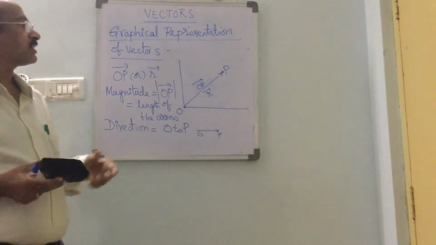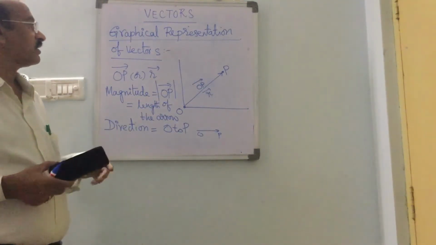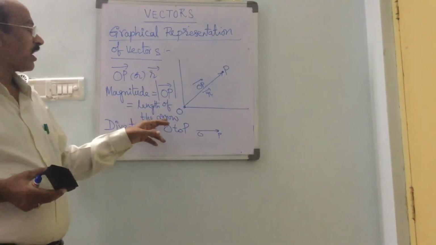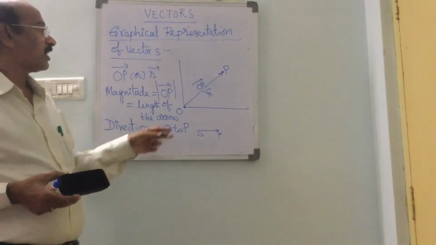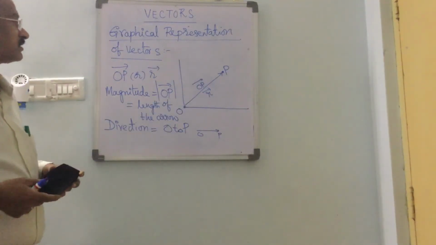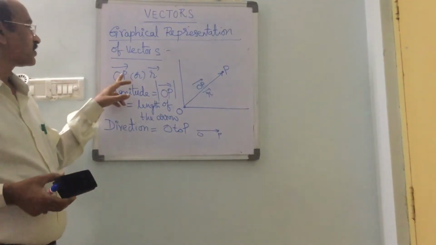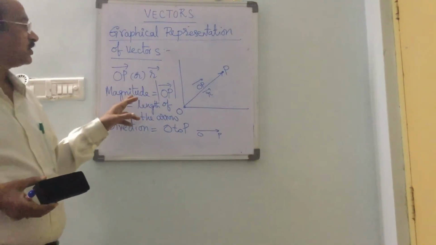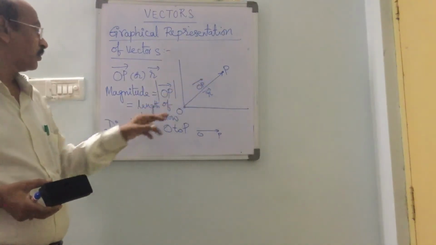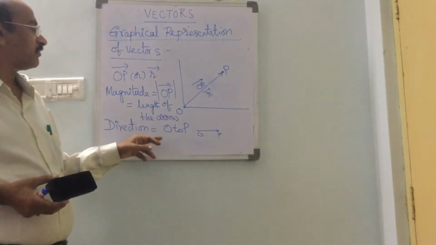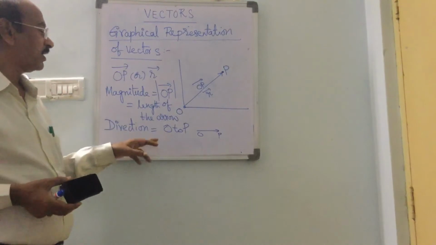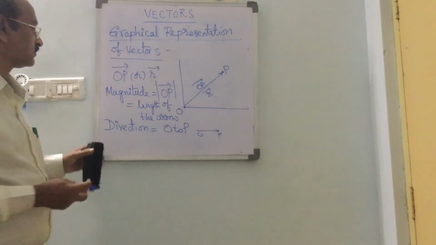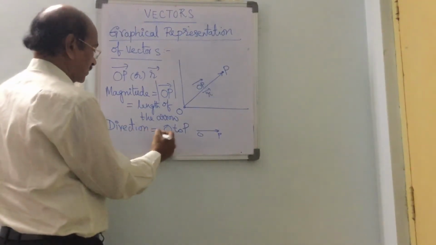So in a three-dimensional graphical system, vectors are represented by arrows with starting point and ending point. Then it is represented by two letters like OP bar, and its magnitude is equal to the length of the arrow OP, and the direction is given from starting point to ending point with the arrowhead at the end, O to P. So the arrowhead gives direction.